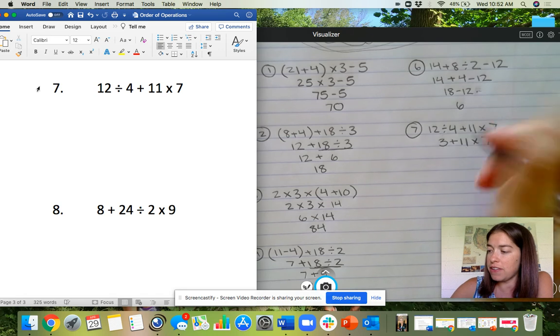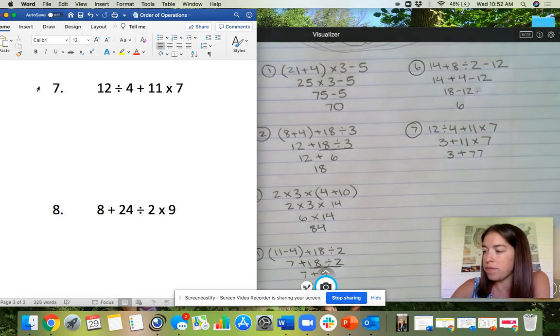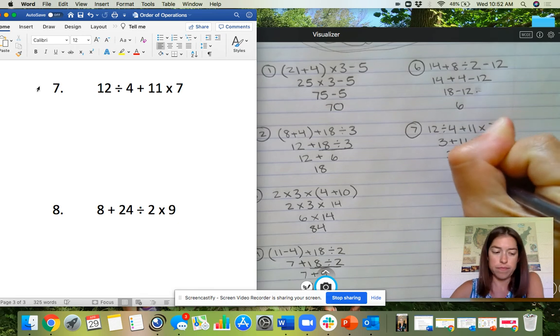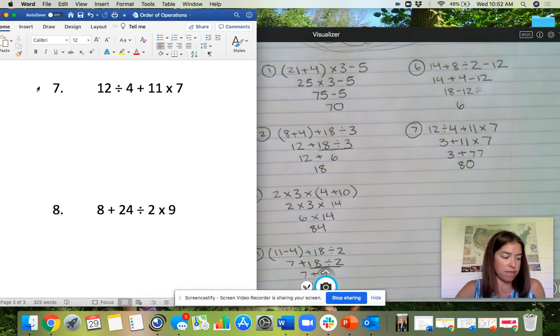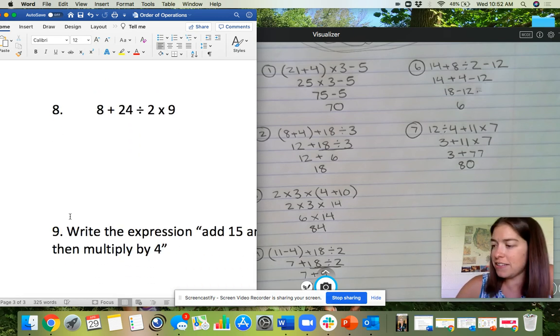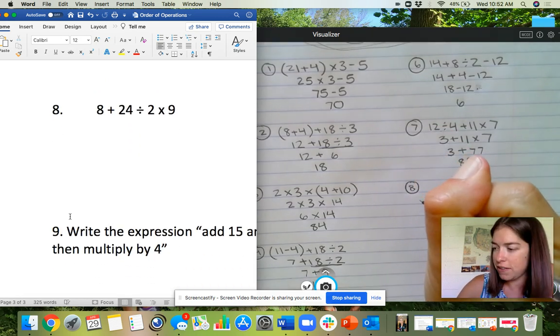11 times 7 is 77. Copy the rest of the problem. And our final answer. All right, moving on to number 8. Writing it down exactly as you see it.